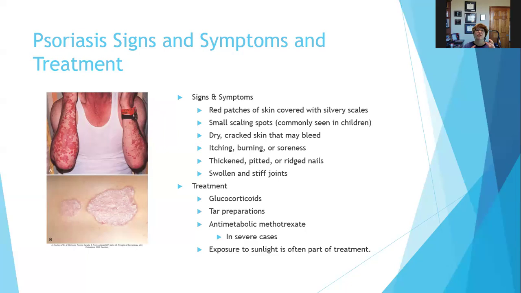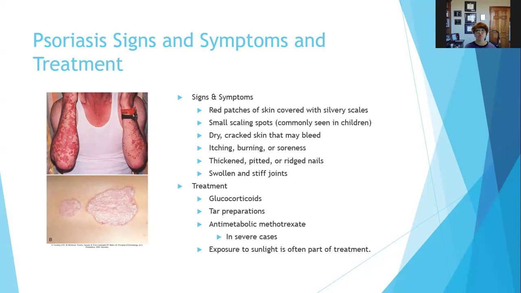When you're in the more aggravated stage, you might get dry, cracked skin that can bleed. And of course, you're open to opportunistic pathogens then because you have those fissures that they can get into. Your outer barrier is broken. It can have itching, burning, or soreness, thickened, pitted, or ridged nails. That's a good indication that it's systemic, that it's not just on one thing. And our nails are keratin as well as our hair. Swollen and stiff joints because those immune complexes build up in the joints.